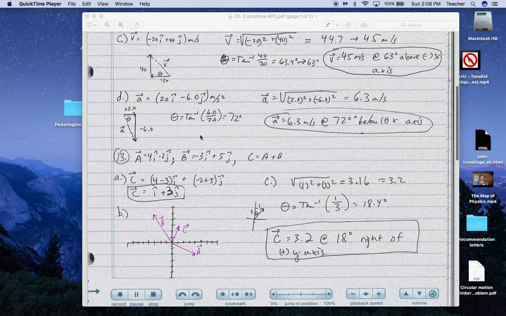For number 13, you had A is 4i hat minus 2j hat, B is negative 3i hat plus 5j hat. Your goal is to find C. Well, in terms of unit vector notation, again, you group the horizontal and vertical axes. So I get i hat plus 3j hat would equal the final. So the magnitude was about 3.2. The angle is about 18 degrees. So I drew, this was A, this was B, and this was C. C ended up going up 3 and to the right 1.